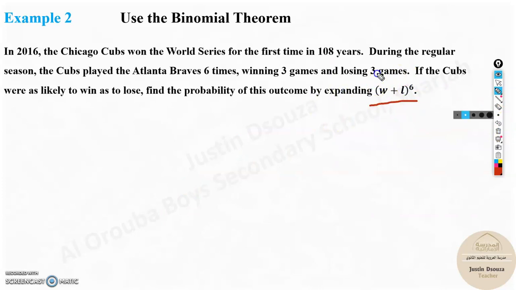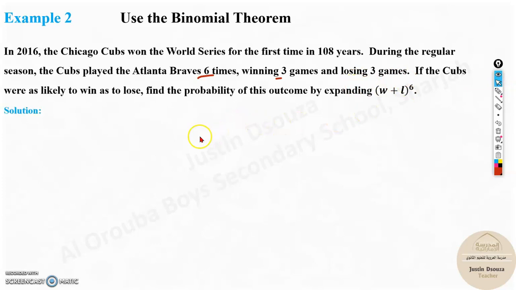This is the situation. We need to expand this. They must give this. It might be (W + L) to the power 3 or anything. Now in this case they have given us this. Obviously it can't be a small one because they are playing 6 games, right? Now W means win and L means lose.